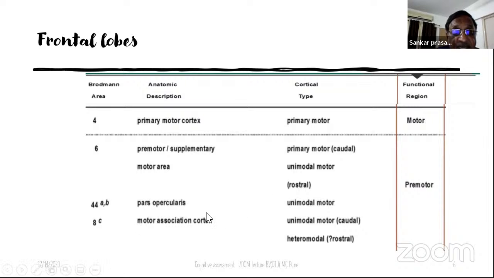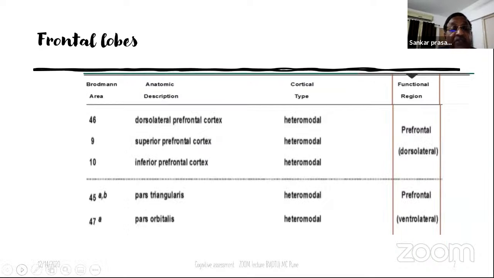The brain is full of association cortex except for the primary sensory areas, which you will see in the coming slides. So the functional region, as far as primary motor cortex is concerned, is motor, and the other areas depicted here, pars opercularis and area 8, are motor association cortex; these are premotors. This is very important for us to understand, because there are so many circuits that come from these areas.